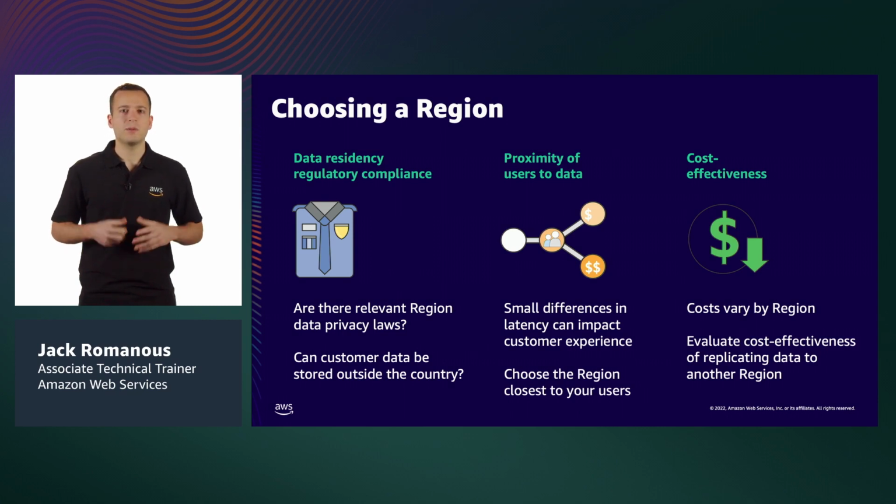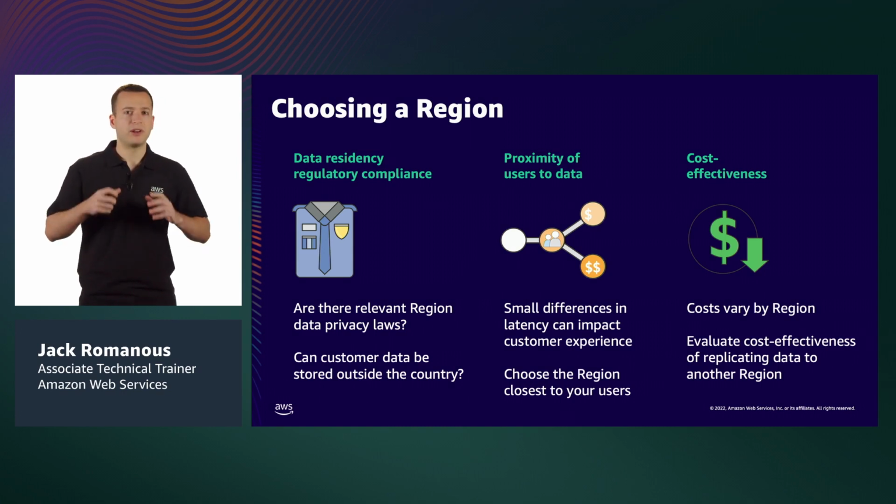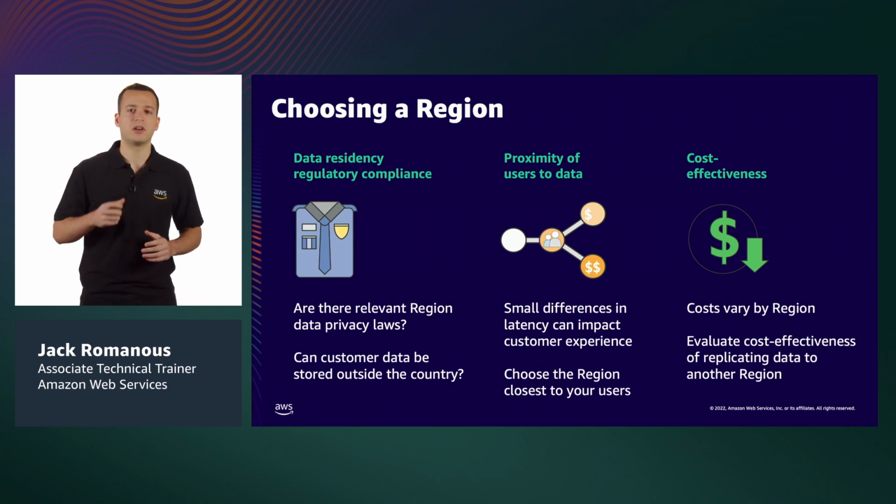Secondly, we want to locate the service as close to the customers who are going to use it. This will help improve performance and give them a better experience. Third, it comes down to service and feature availability. Not all services are available globally, so sometimes you might choose a region that actually contains the service you want to use. And then last, but by no means least, is cost. Different regions have different prices. Sometimes choosing a different region can help you reduce the costs of your workload.